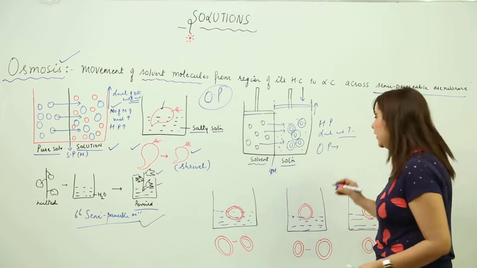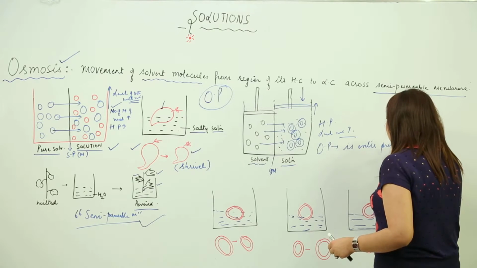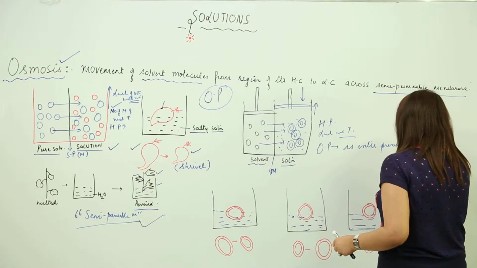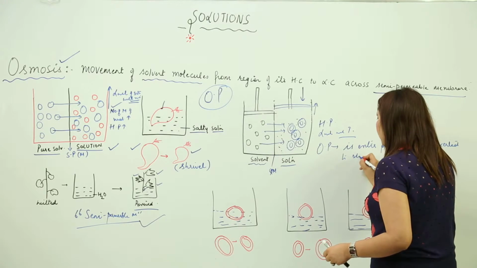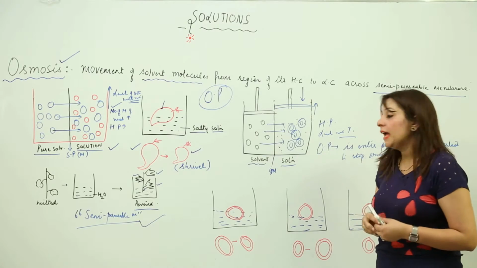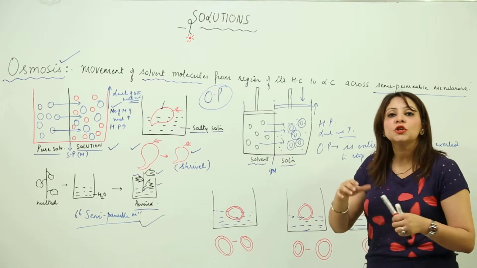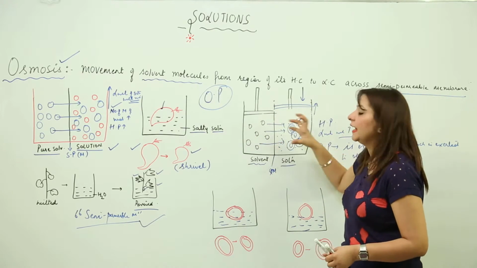So what is osmotic pressure? It is the extra pressure which is exerted from outside, obviously, to stop osmosis, and a stage will come when the osmosis will just cease. That means the solvent particles won't move from this side to this side.